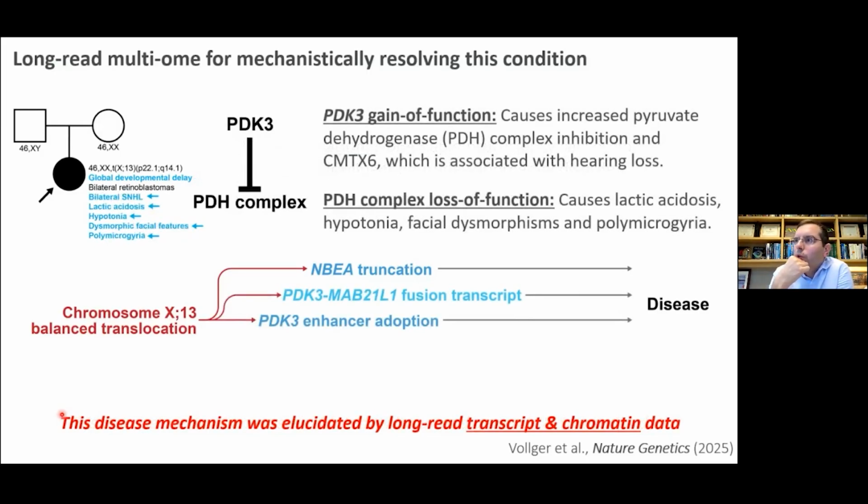Furthermore, this creates a fusion transcript between PDK3 and MAB21L1. This fusion transcript changes the 3' UTR, and also results in an enhancer that usually acts on MAB21L1 now accidentally acting on PDK3, resulting in the adoption by PDK3 of an enhancer for a different gene, thereby altering its tissue-based expression.